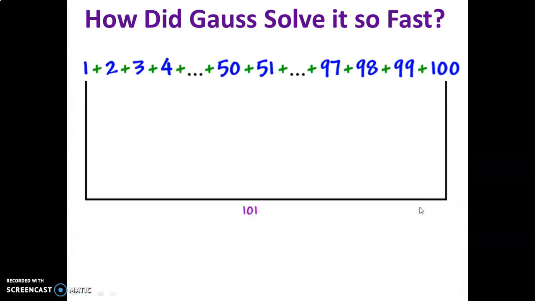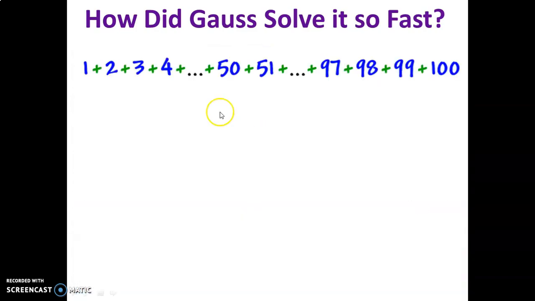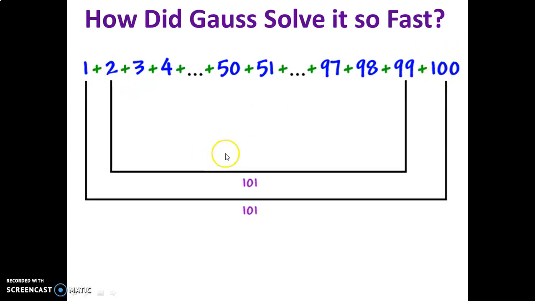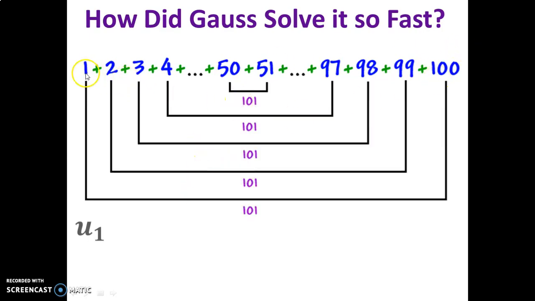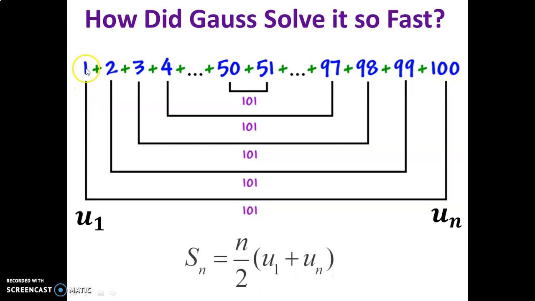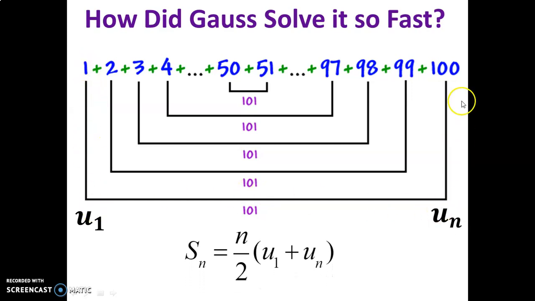Okay, so here's how he did it. His technique was, okay, I have to look at these numbers from 1 to 100 and do the sum of those. He basically said, I can pair these numbers off. So for example, 1 and 100 can be paired off, and we get 101 when you add those.